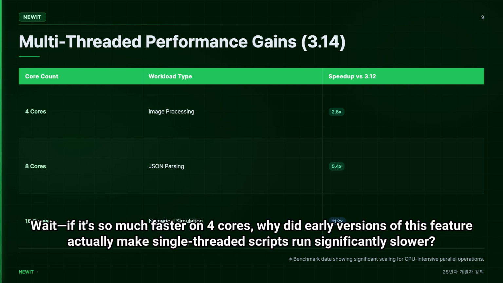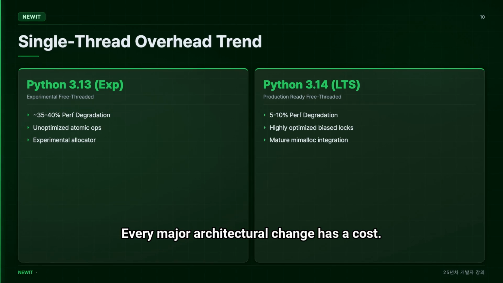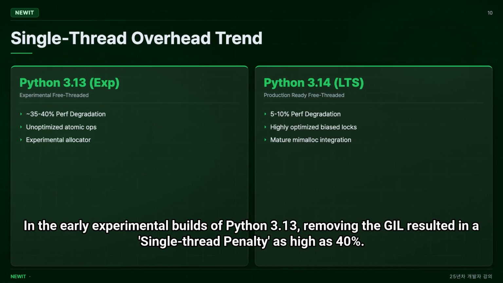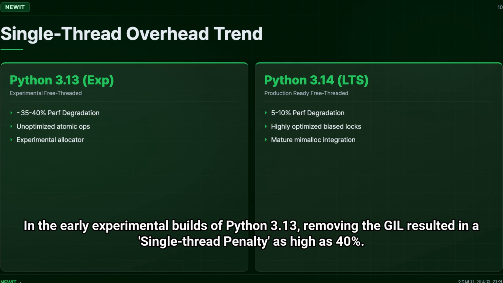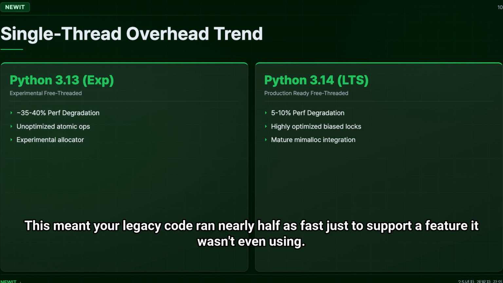Wait, if it's so much faster on 4 cores, why did early versions of this feature actually make single-threaded scripts run significantly slower? Every major architectural change has a cost. In the early experimental builds of Python 3.13, removing the GIL resulted in a single-thread penalty as high as 40%. This meant your legacy code ran nearly half as fast just to support a feature it wasn't even using.